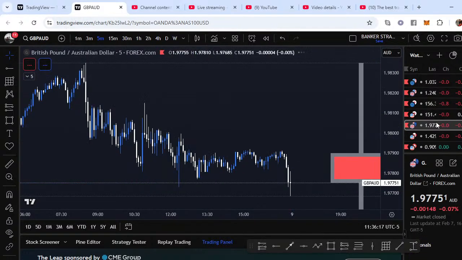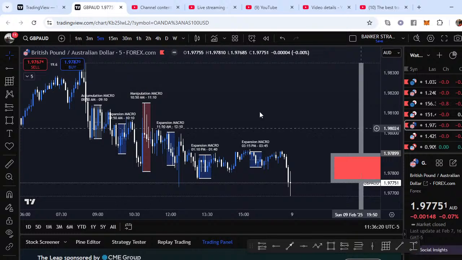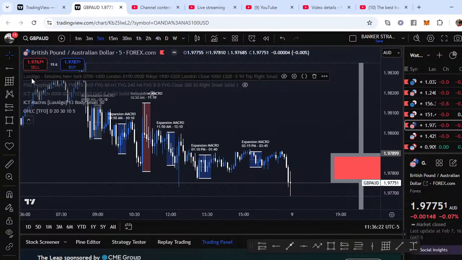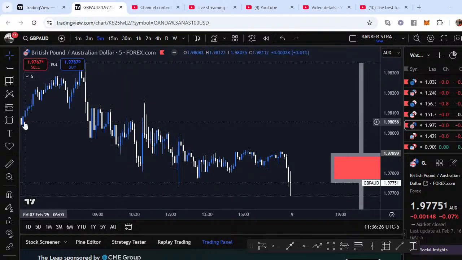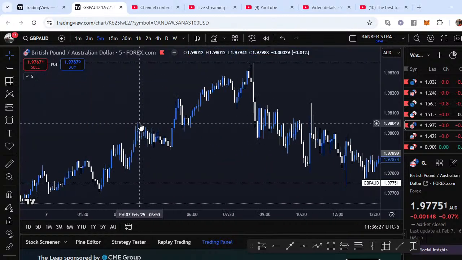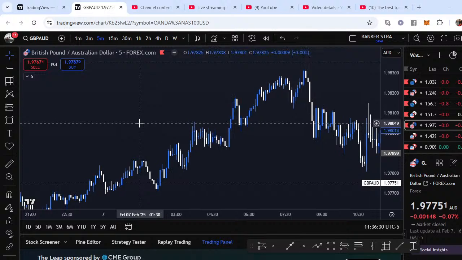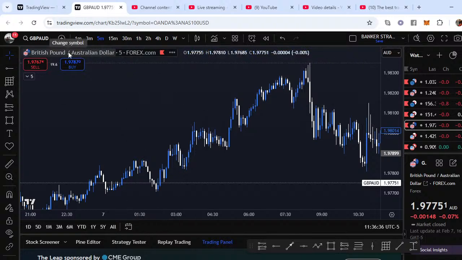A foreign pair. Let's take this off. Now, a foreign pair is a little bit different because the timing is different. On foreign pairs like the Asian pairs, AUD dollar, which is on the Asia side of the world, and British pound, that's on the London side. You know what I'm saying?